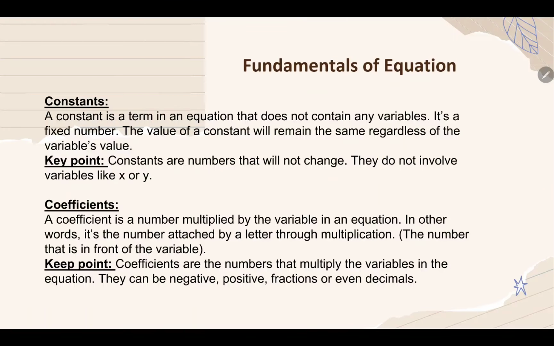Now remember, these are the fundamentals of equations. The constant is a term that doesn't contain any variables. It's a fixed number. The value of the constant will remain the same regardless of the variable's value. The coefficient is the number that is being multiplied by the variable in the equation. In other words, it's a number that's attached to a letter. These are things that you should be revisiting and remembering.